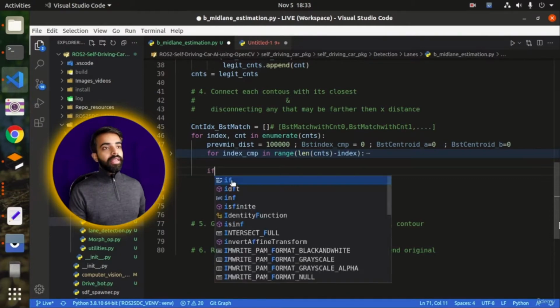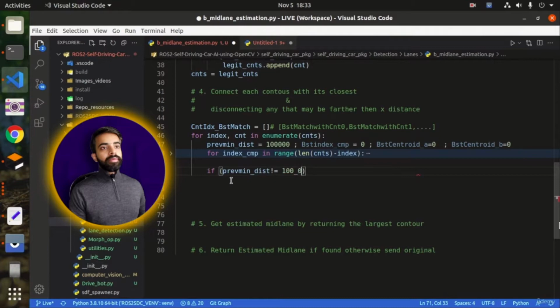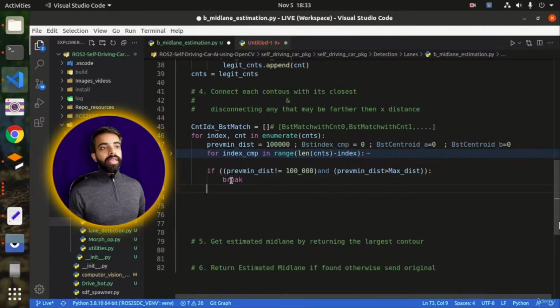That can be done by simply writing: if the previous minimum distance that we have just found is not equal to 100,000, and the previous minimum distance is greater than the max allowed distance, then that means we need to simply discard this value and not make any connections.